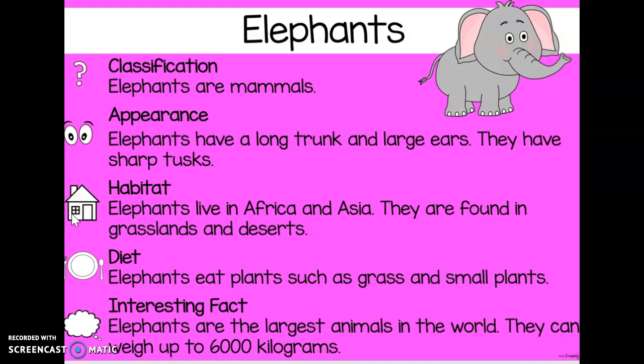Habitat, where do they live? Elephants live in Africa and Asia. They are found in grasslands and deserts. Diet: elephants eat plants such as grass and small plants. And the interesting fact that we picked earlier, elephants are the largest animals in the world. They can weigh up to 6,000 kilograms, or a baby elephant is called a calf. You could put in more than one interesting fact. The main thing when you're looking at doing your report writing is that when you're gathering the information, you're gathering classification, appearance, habitat, diet, and interesting fact. And I really look forward to seeing what you come up with.